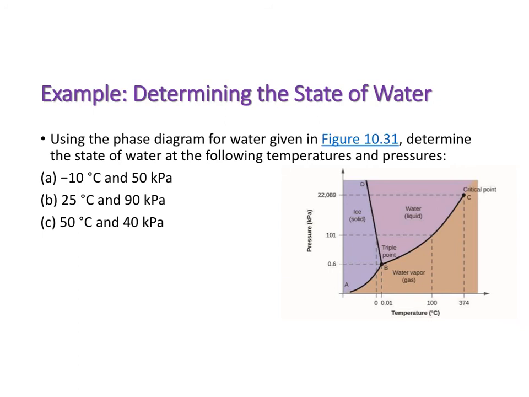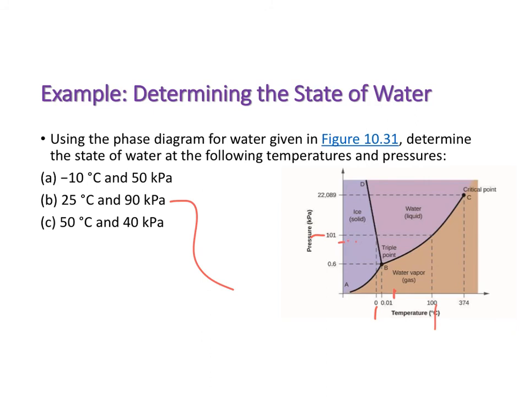So now we're going to determine the state of water using a phase diagram, specifically water's phase diagram, to determine the state that it'll be at certain temperatures and pressures. I'm actually just going to do B because these are pretty similar to each other. So let's look at 25 degrees C and 90 kilopascals. At 25 degrees C, here is 0 and here is 100. So I would say a fourth is maybe right here. And then 90 kilopascals, here we have 100, so I would say maybe right there.